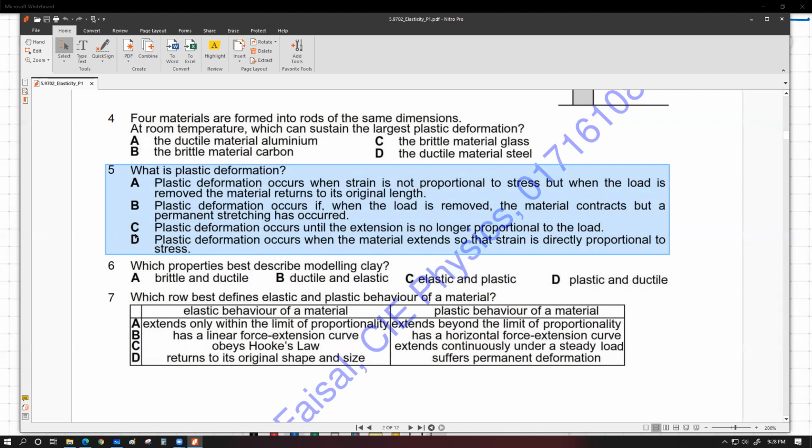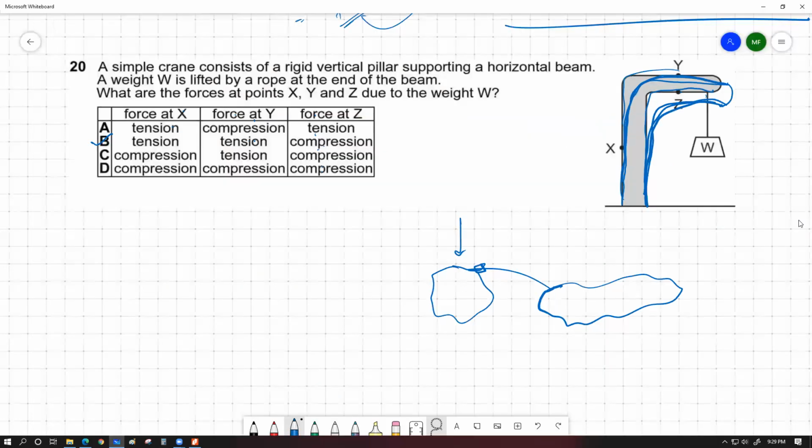So let's have a look at C and D. Plastic deformation occurs until the extension is no longer proportional to the load. Not necessarily. What you need to understand is that proportional means the line has to be straight.